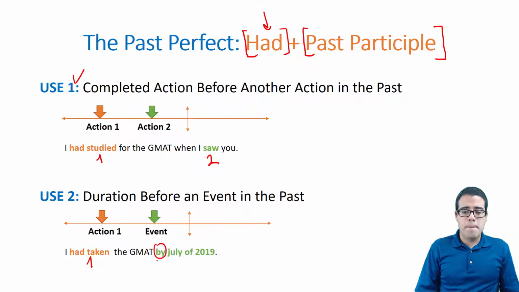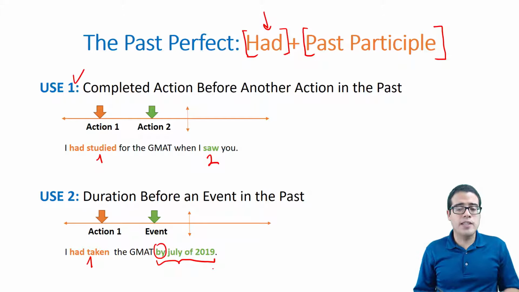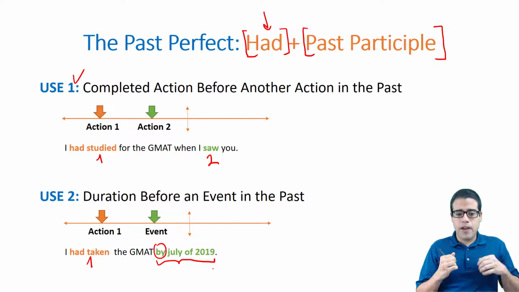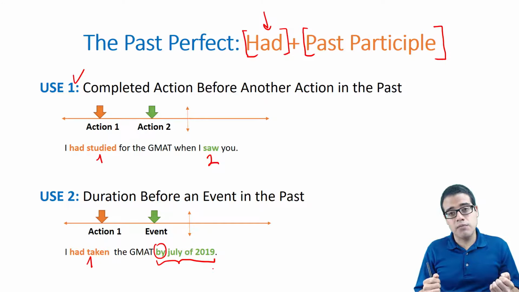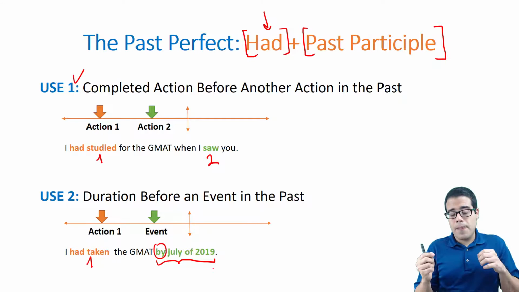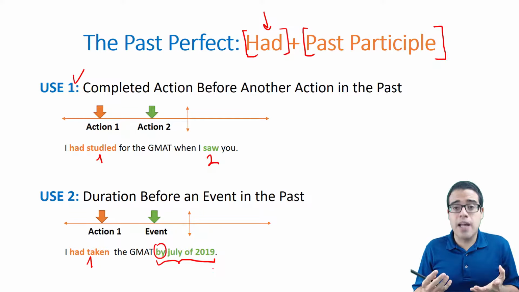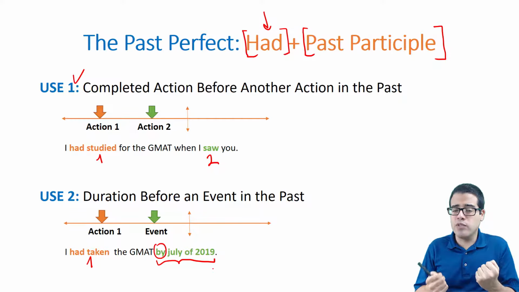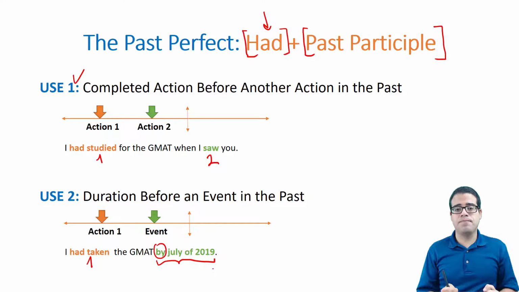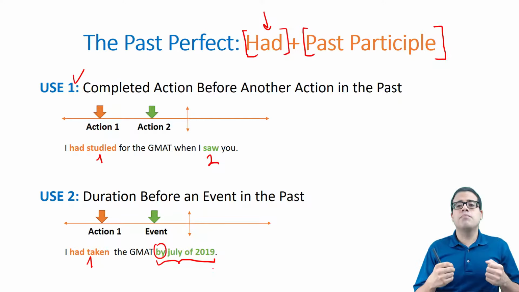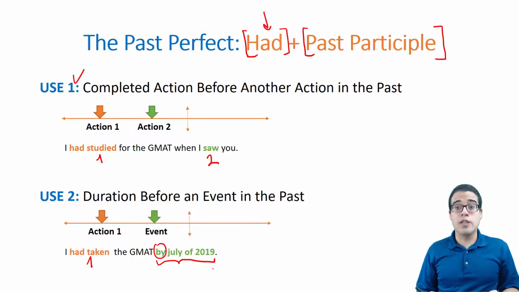And then by July of 2019, it is not really an action, but it is a time period in the past. So that means that I took the GMAT, and then it was July of 2019. But the action of taking the exam happened before July of 2019. Okay, that is very important to understand. Okay, so let's use these concepts with real GMAT questions.